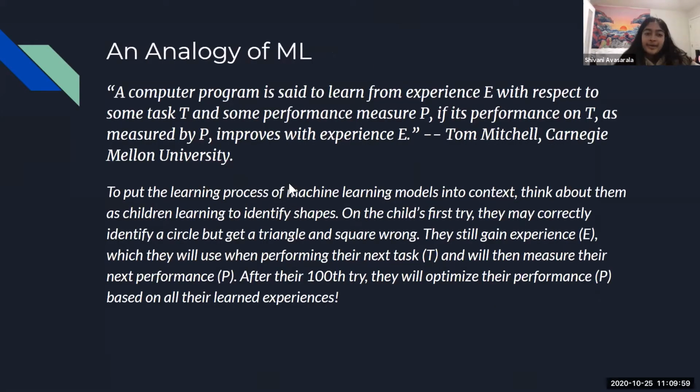Tom Mitchell from Carnegie Mellon University once said that a computer program is said to learn from experience E with respect to some task T and some performance measure P if its performance on task T, as measured by P, improves with experience E. This may sound like a lot, but let me make an analogy to understand how models work in a simpler way. Let's think about machine learning models as little children, like preschoolers, learning how to identify shapes.